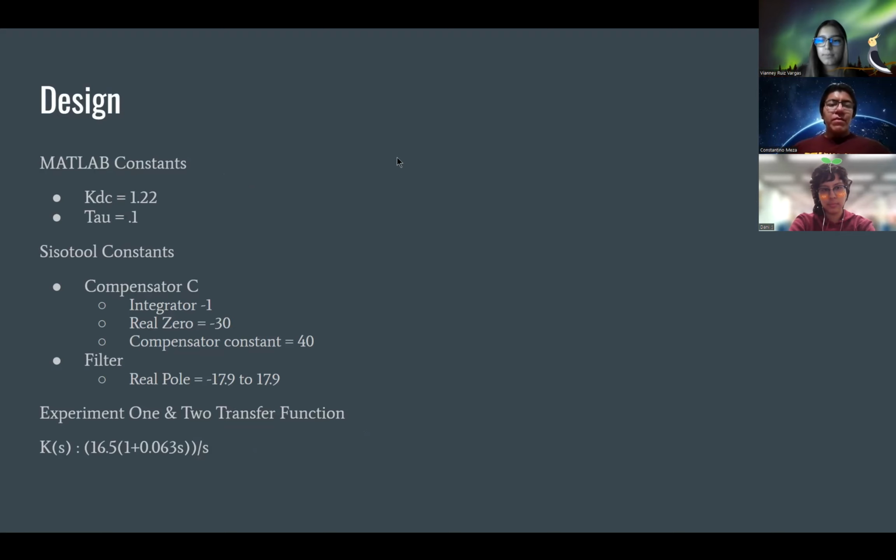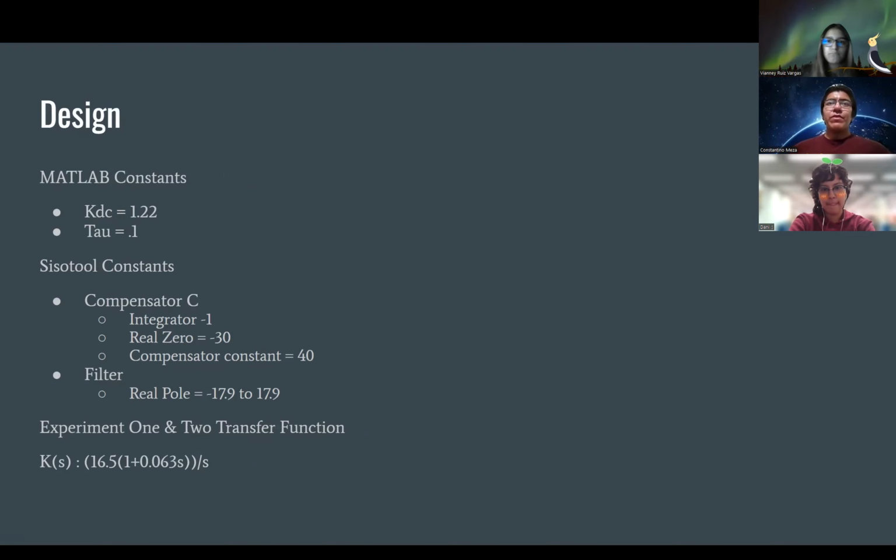For the design requirements, we initially started off with proportional feedback, but realized it didn't work because it was too difficult to get working. With proportional feedback, we had to add multiple inputs and outputs, and at that point it just did not work. So we went with proportional integral feedback, which allowed us to have one compensator C with an integrator of -1 and a real zero at -3 with a constant of 40.